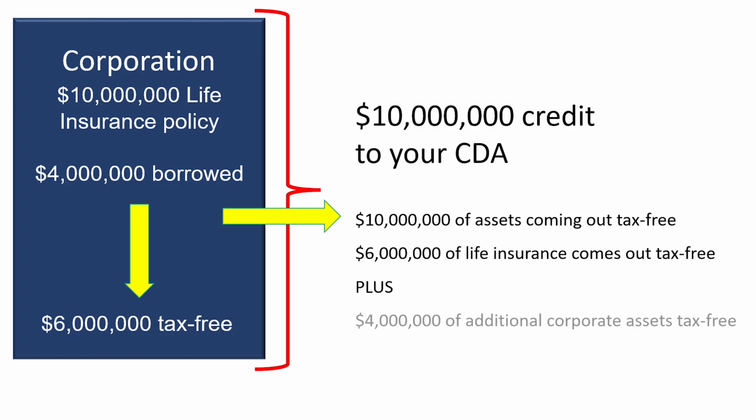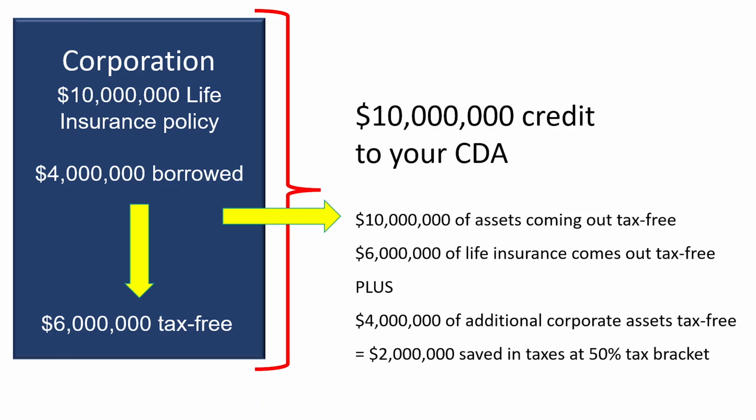Plus, there's still $4 million of CDA room that isn't being used because the life insurance payout was only $6 million, not 10. So another $4 million of retained earnings that have nothing to do with the life insurance payout or policy could come out of the corporation tax-free as well. So you have the $6 million out tax-free, you have another $4 million of additional retained earnings, and on that $4 million, again, assuming a 50% tax bracket just for easy numbers, that's $2 million of savings.